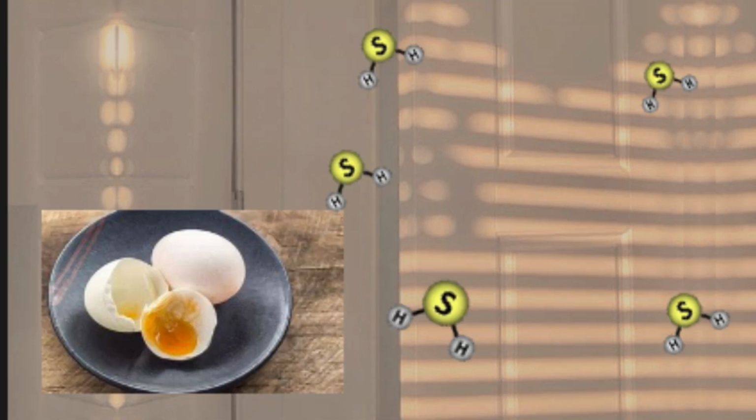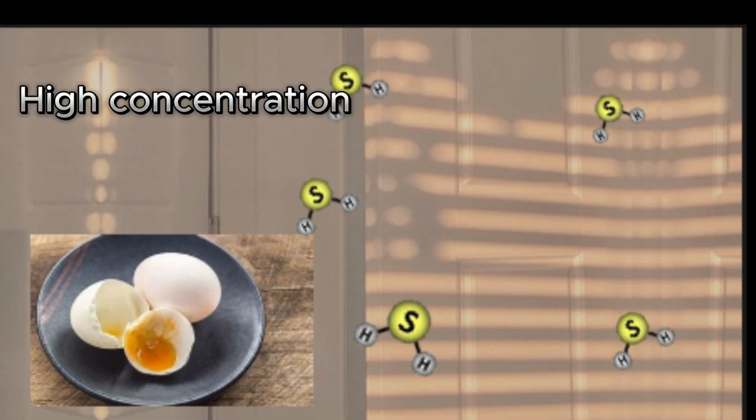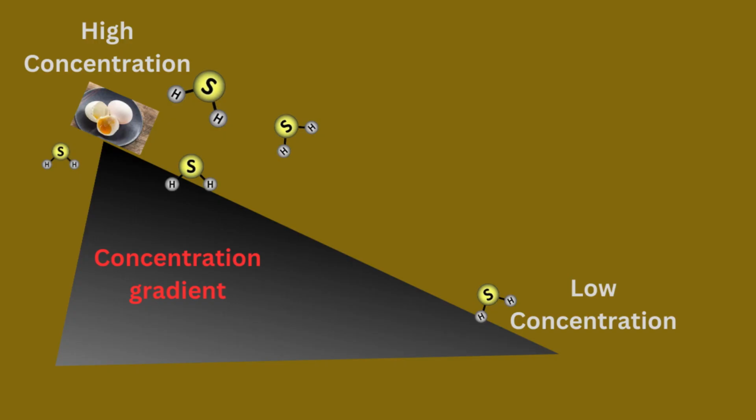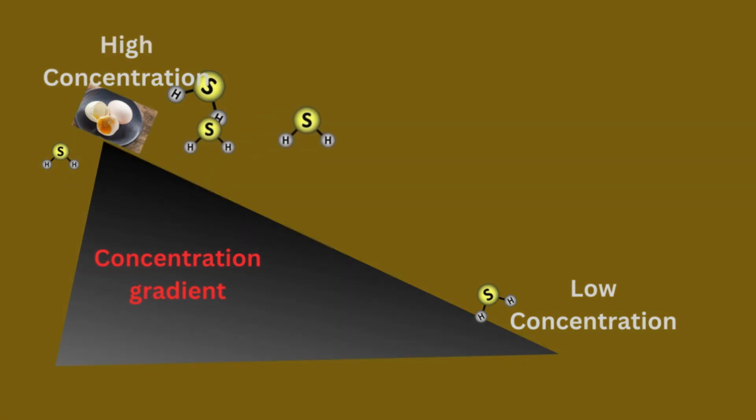A place where a lot of the molecules are quite close together has a high concentration of molecules. In this example, the rotten egg had the highest concentration of hydrogen sulfide molecules. The rest of the room had a low concentration of hydrogen sulfide molecules. One way of thinking about this is to imagine a slope. The place with the high concentration, the rotten egg, is at the top of the slope. The place with the low concentration, the rest of the room, is at the bottom of the slope. The molecules move down the slope from where there is a high concentration to where there is a low concentration.